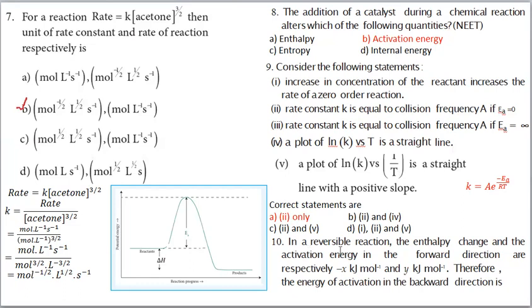Okay. In a reversible reaction, the enthalpy change and the activation energy in the forward direction are respectively minus X kilojoule per mole and Y kilojoule per mole. Therefore, the energy of activation in the backward direction is, you see, this is the diagram for potential energy versus reaction coordinate. The y-axis is potential energy, the x-axis is reaction progress or reaction coordinate. This is the energy of reactant, this is the energy of product.